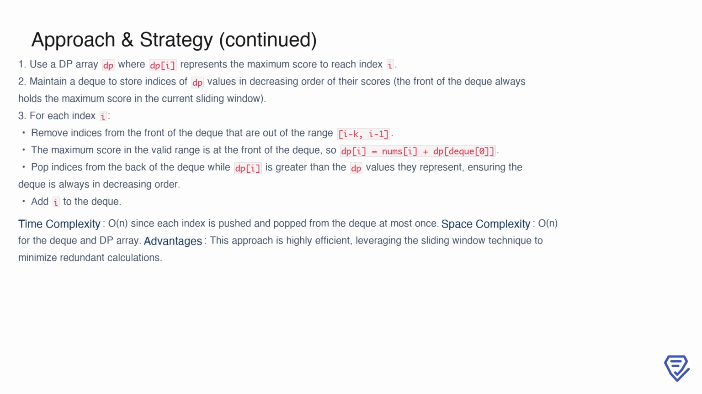This approach is highly efficient, achieving a time complexity of O(n), since each index is pushed and popped from the deque at most once. The space complexity remains O(n) due to the storage of the deque and the dp array, making it a scalable and elegant solution.